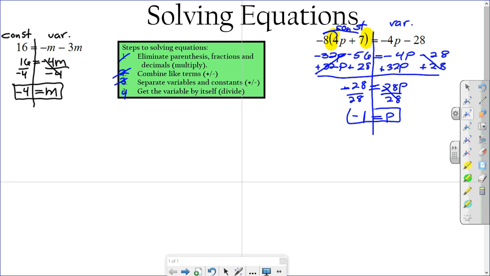Okay? So the key to solving any equation is following these steps right here. If you follow these steps, I guarantee you, you're going to get the right answer. Okay? You're going to make some mistakes as you learn how to use the steps, but eventually, you can use these steps automatically. And don't worry about memorizing them. I use these steps so often in math that eventually you're going to memorize them without even trying. So any question I give you, follow these steps and you're going to get the right answer.